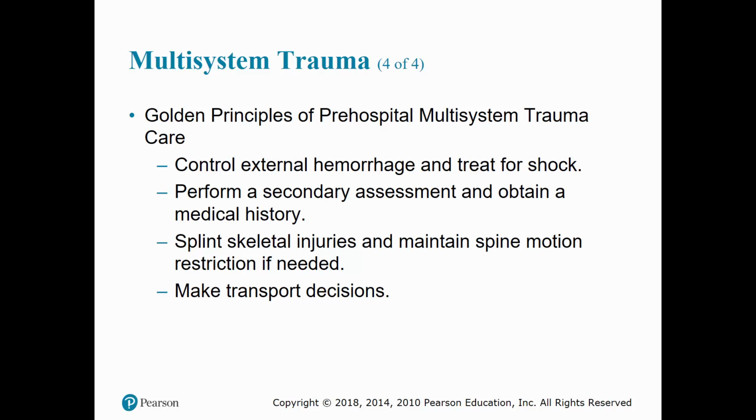Once you go through your ABCs, try to go through your secondary assessment. Try to find any additional injuries that could potentially be life-threatening that you didn't see during your primary assessment. If the patient is able to talk to you, get your history from them. If they're not able to, see if family is around that you can get that history from. Any injuries that you might find that need splinting, splint them as appropriate. And if spinal precautions are needed, take them.